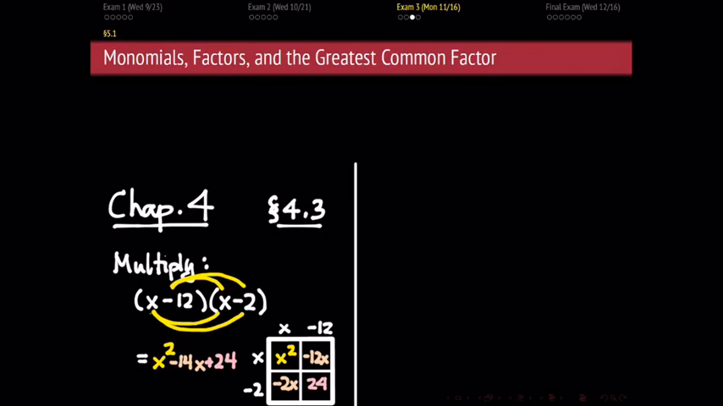Where we would like to be able to go is we would like to be able to take expressions like x squared minus 14x plus 24, like this quadratic that we have down here at the bottom. And we'd like to figure out how to do the following. Here's our ultimate goal. Our ultimate goal is to be able to solve. And when I'm using the word solve, I'm talking about equations here and not just expressions.